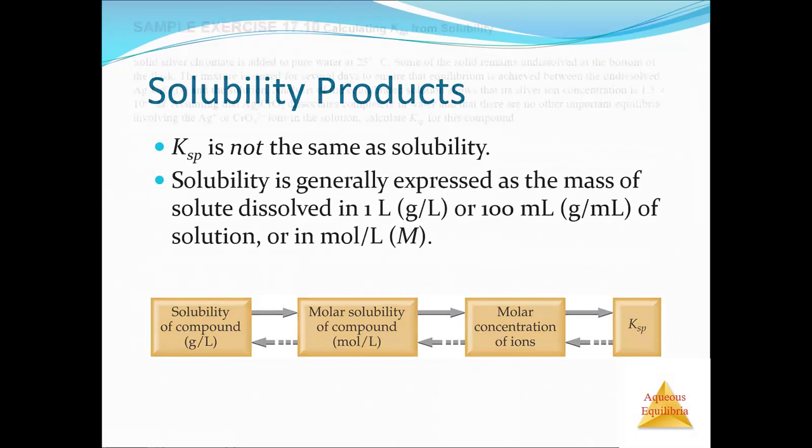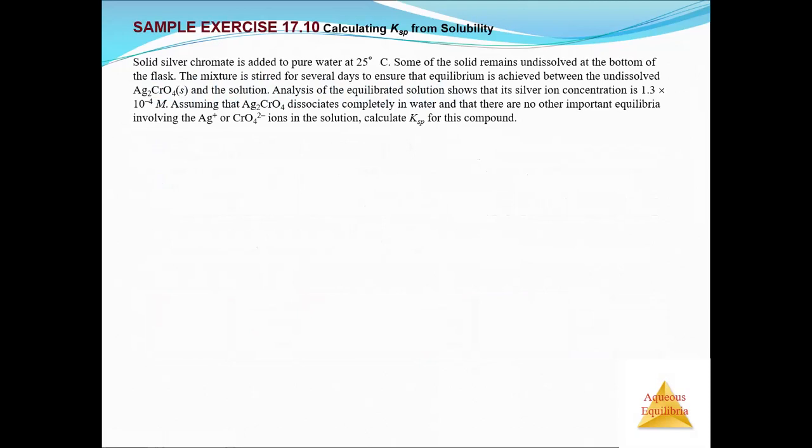So if I have my concentration of silver being 1.3 times 10 to the minus fourth, calculate my Ksp for this. Okay. My silver concentration is 1.3 times 10 to the minus fourth. Can somebody tell me off the top of your head, what's the ratio of chromate ions, CrO4, that are formed to silver ions that are formed?